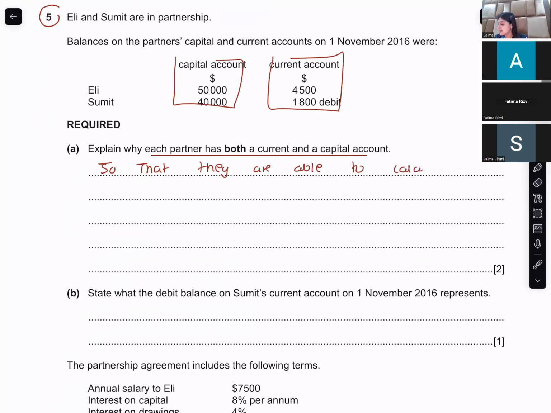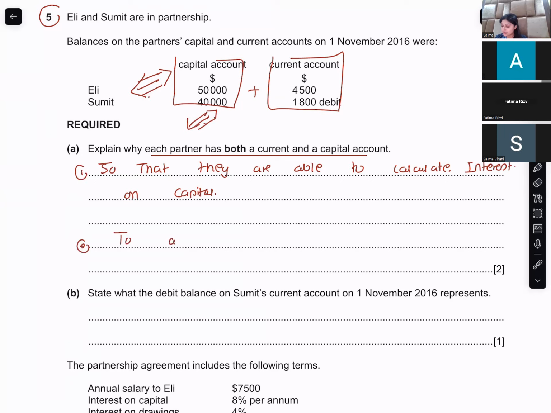So they want to know why you want to keep a separate capital account and a separate current account. You said a good thing, because the capital is fixed. So that you know that if you have to calculate interest on capital, you are going to calculate it from here. The interest on capital will be calculated on this amount. Yes? What could be the other reason?